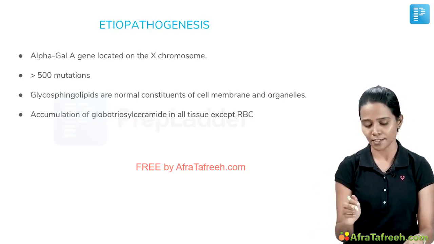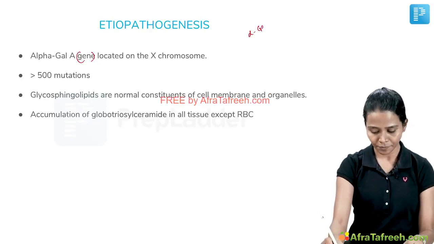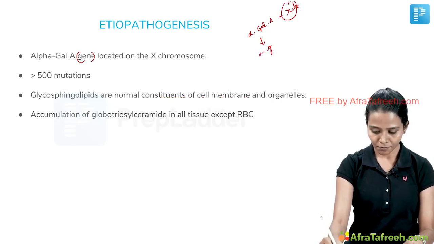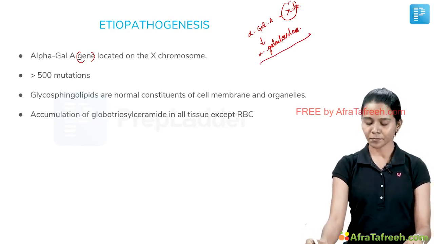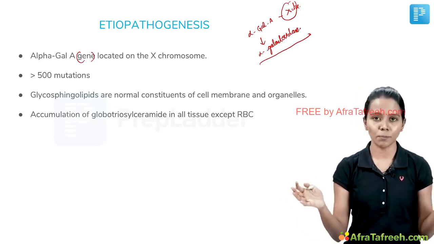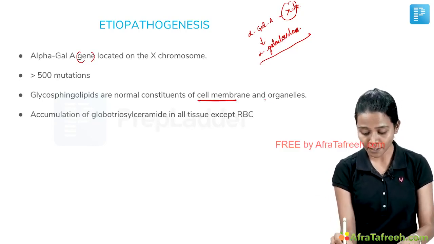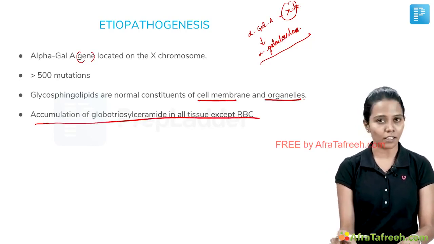Now, etiopathogenesis. The gene is the alpha gal A gene. This is present on the X chromosome. It codes for alpha galactosidase that is involved in the breaking down of glycosphingolipids. So in this condition, glycosphingolipids are going to accumulate, and these are normal constituents of cell membranes and organelles. In all tissues it accumulates except in RBC.